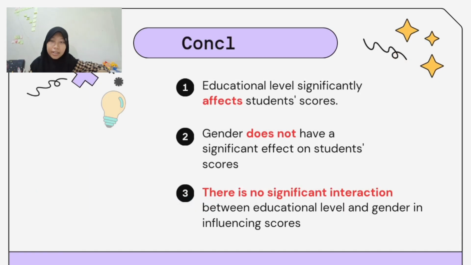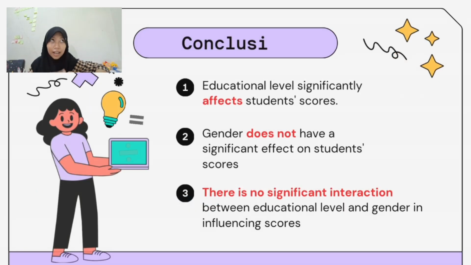And the conclusion is, number 1, the educational level significantly affects the student score. Gender does not have a significant effect on student score. This is number 2. And number 3, there is no significant interaction between educational level and gender in influencing score.